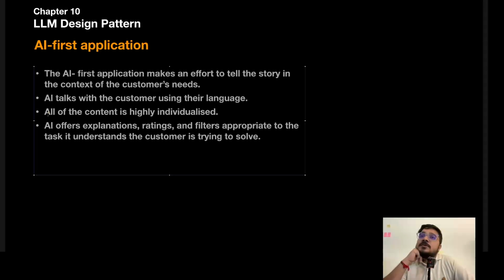Now all of the content is highly individualized. So yeah, the personalization is the key thing over here. Okay, AI offers explanations, ratings, and filters appropriate to the task it understands the customer is trying to solve. So whatever the goal of the customer is, based on that, AI will offer explanations, ratings, and filters. Okay, so maybe we will see some examples.